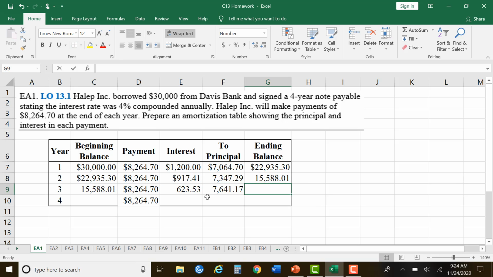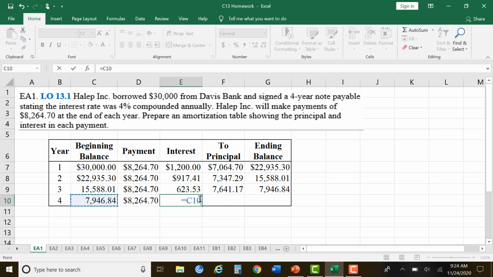And then for the ending balance, we take our beginning balance minus what went to principal. And we have $7,946.84. So we take that down. That becomes our new amount. And then we multiply that times 4% for the interest, which is 317.87.